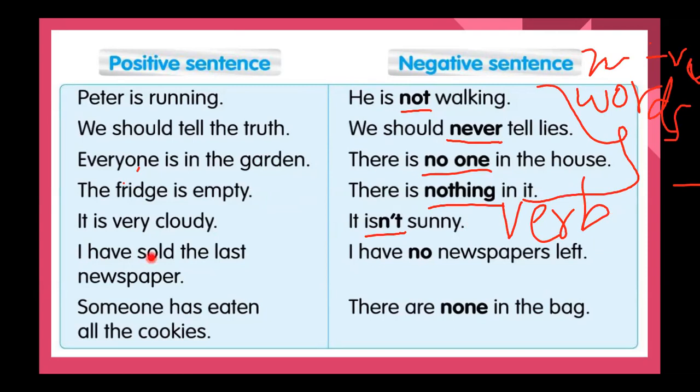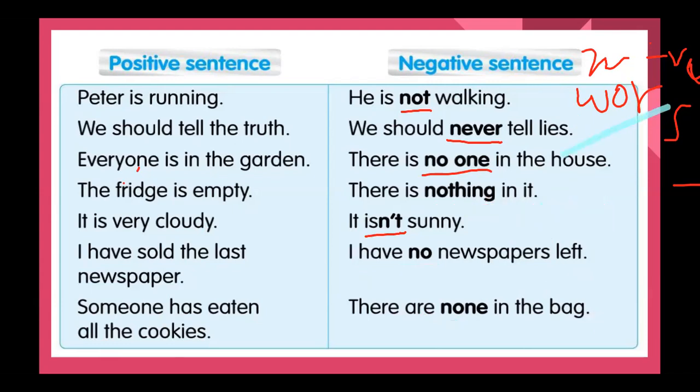Now see the next one. I have sold the last newspaper. Positive sentence. I have no newspapers left. So tell me, what's the negative word over here? कैसे पता चला कि no? Excellent. No. Someone has eaten all the cookies. Positive sentence. There are none in the bag. So how did you figure out that it's a negative sentence? None is the negative word. Very good. So till here it's clear, right?